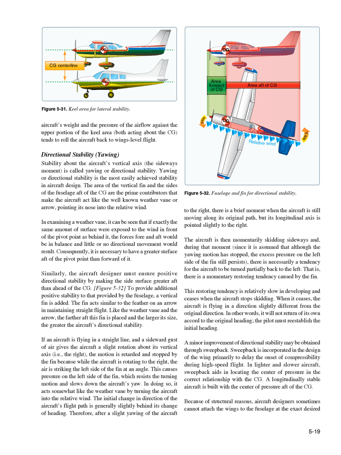The initial change in direction of the aircraft's flight path is generally slightly behind its change of heading. Therefore, after a slight yawing of the aircraft to the right, there is a brief moment when the aircraft is still moving along its original path, but its longitudinal axis is pointed slightly to the right. The aircraft is then momentarily skidding sideways and, during that moment, since it is assumed that although the yawing motion has stopped, the excess pressure on the left side of the fin still persists, there is necessarily a tendency for the aircraft to be turned partially back to the left. That is, there is a momentary restoring tendency caused by the fin.